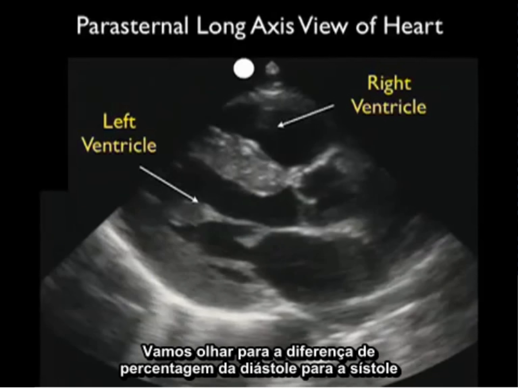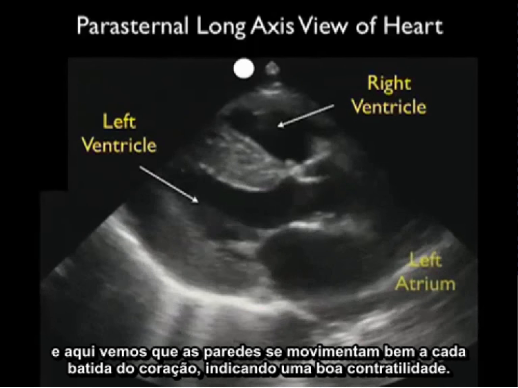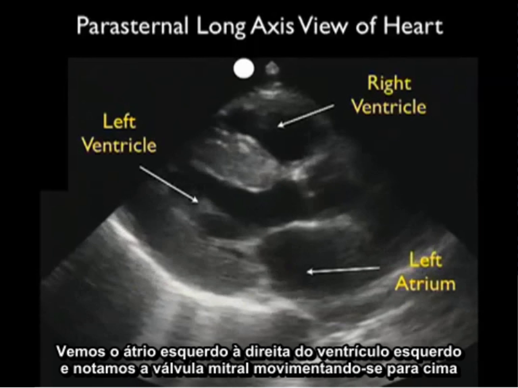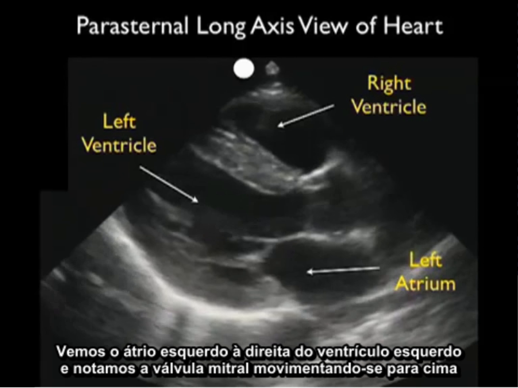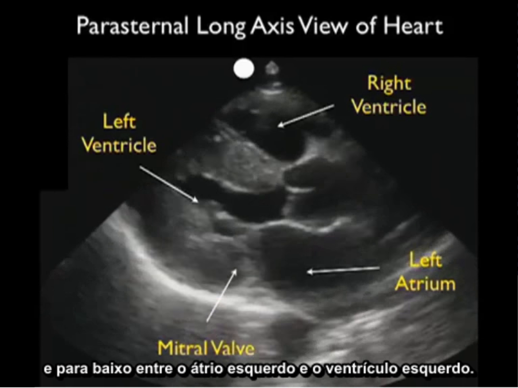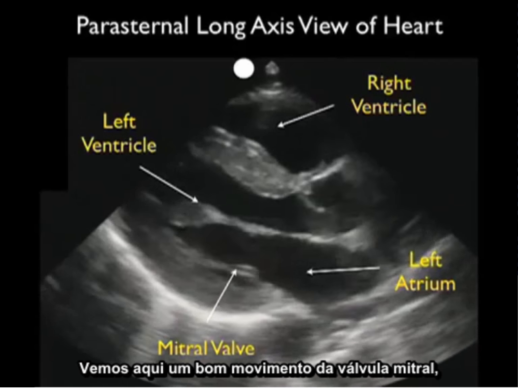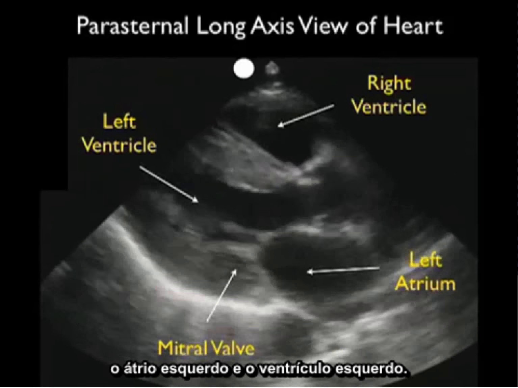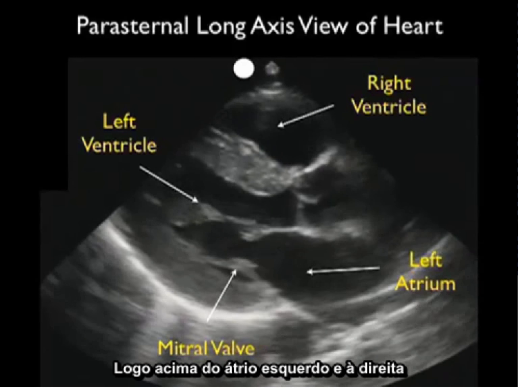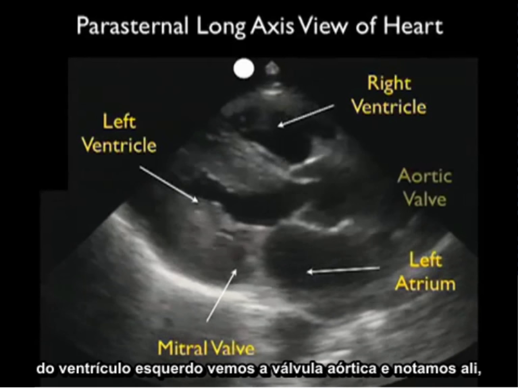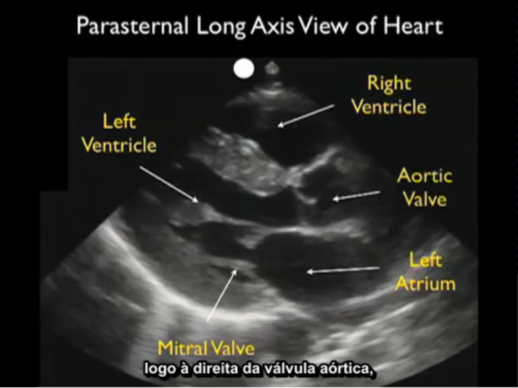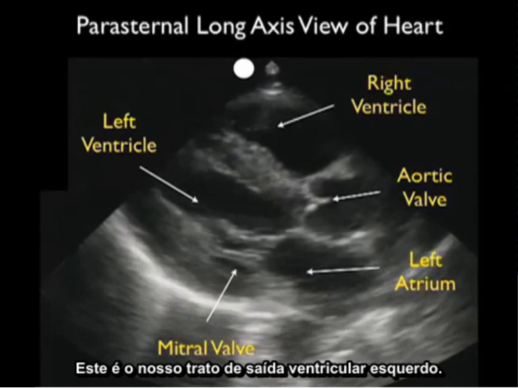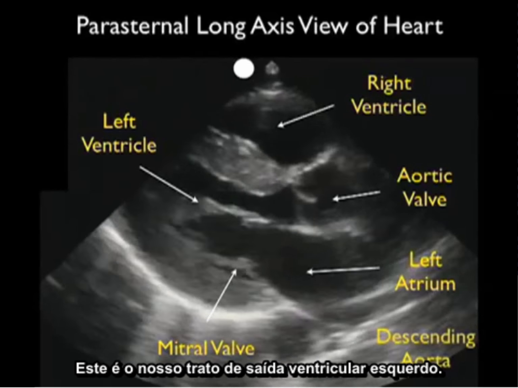Let's look at the percentage change from diastole through systole, and here we see that the walls come in well with each heartbeat, indicating good contractility. We see the left atrium to the right of the left ventricle, and notice the mitral valve flipping up and down in between the left atrium and the left ventricle. We see here good movement of the mitral valve, indicating a good amount of blood flowing between the left atrium and the left ventricle. Now just above the left atrium and to the right of the left ventricle, we see the aortic valve, and notice there, just to the right of the aortic valve, a little bit of the diamond-shaped aortic root. This will be our left ventricular outflow tract.